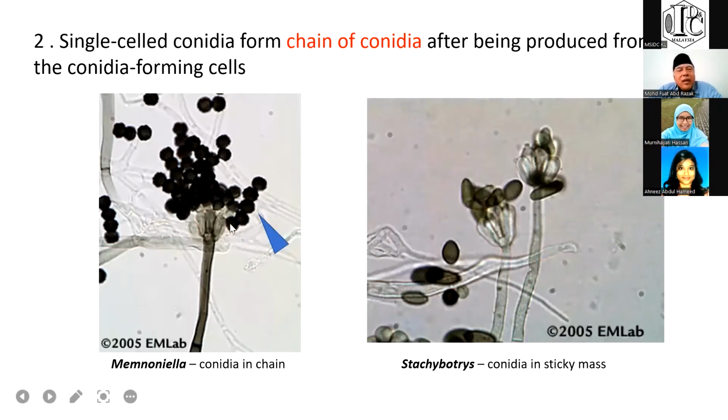In other fungus, the conidia will be in chain. Instead of balls of conidia, they are in chain. Look at these two interesting molds: one is Memnoniella, the other one is Stachybotrys. They have very similar conidia forming cells. But in Stachybotrys, the conidia are formed in a sticky mass, whereas in Memnoniella, they are in chain. Because of the chain, the names of the genera change also. So it's very important to confirm whether your fungus produces chains of conidia or sticky mass conidia. Two very important key morphological characters.